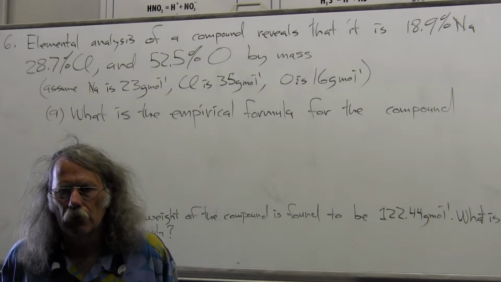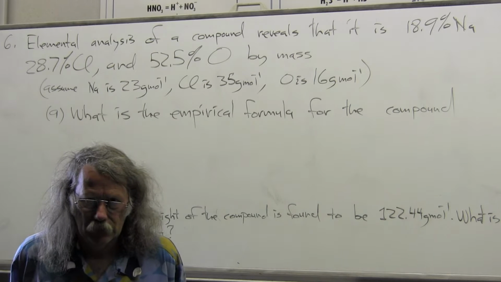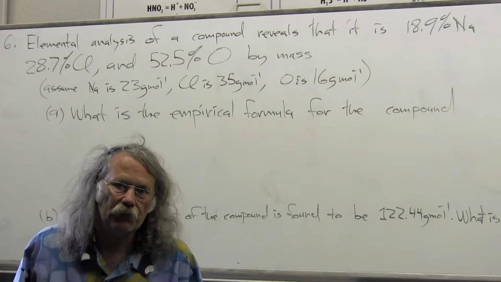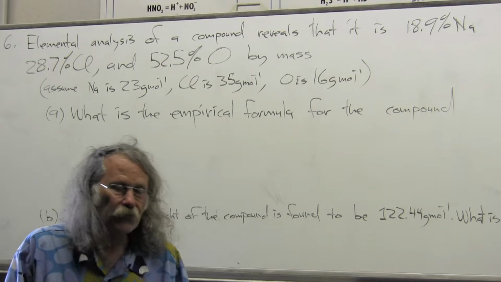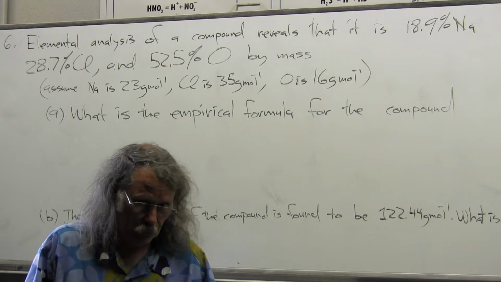The word empirical, by definition, means experimental. We're all scientists, we are empiricists. We base everything upon experimental observation. So this is the experimentally observed and experimentally obtained formula.